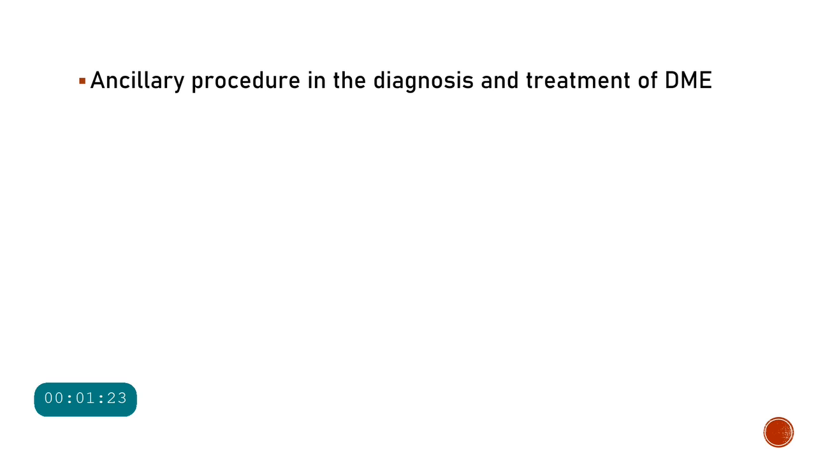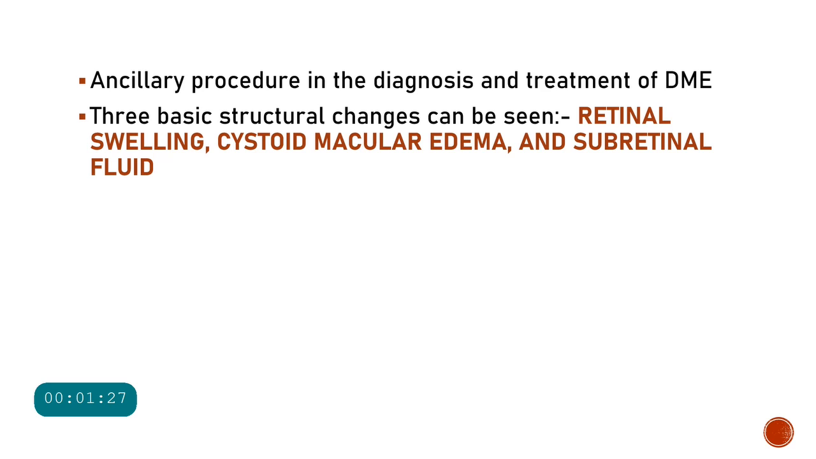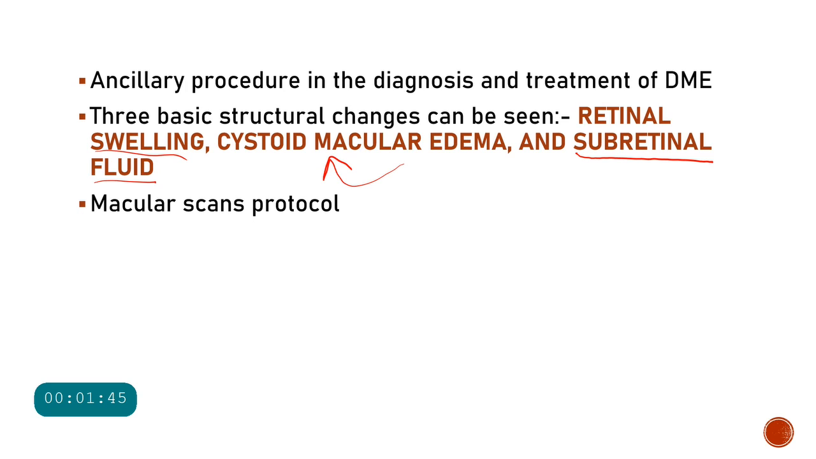OCT is basically an ancillary procedure in the diagnosis and treatment of the DME, that is diabetic macular edema. There are basically three basic structural changes that we see on an OCT, which basically are a subretinal fluid or an intraretinal fluid that leads to formation of cystoid macular edema or various other types of macular edema, and finally we have the retinal swelling. The type of protocol that we do on OCT to detect the diabetic macular edema is basically the macular scan, which are volume scans of the macula.